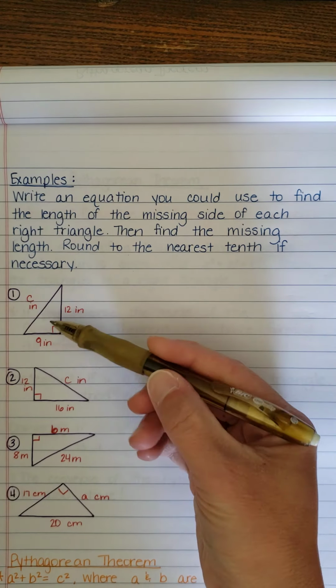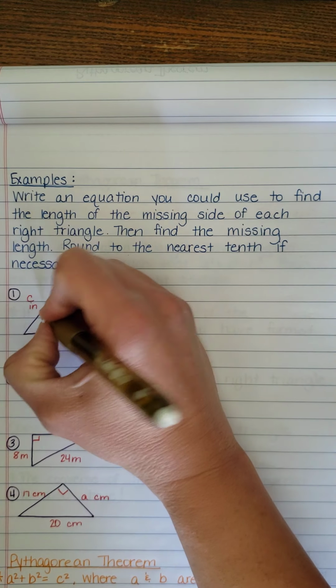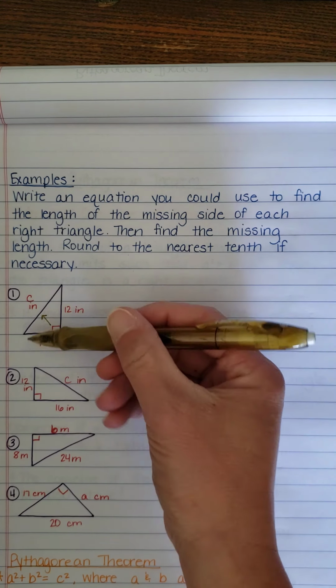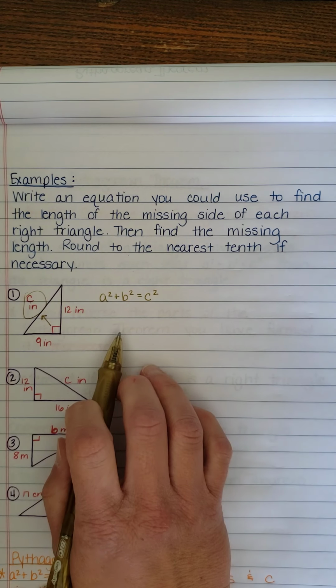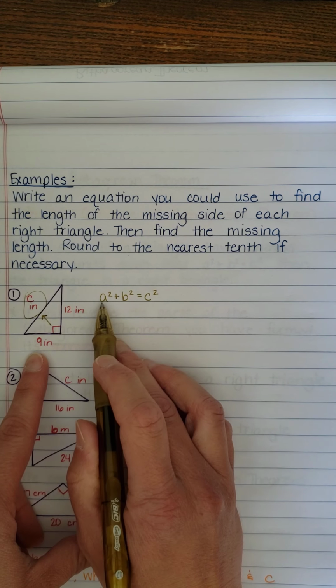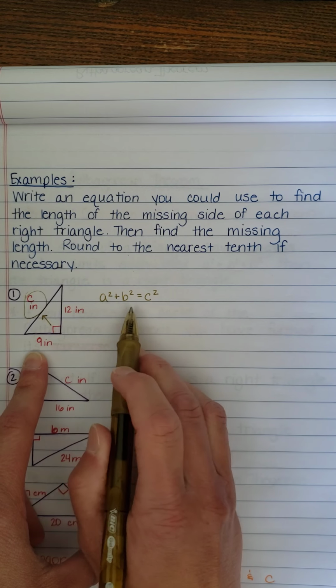All right, so we have a right triangle. We see that this side is a leg, this side is a leg, and then this side is considered my hypotenuse because it's across from the right angle. We can see that that's side c, and we know that c represents the hypotenuse. So in example 1, the Pythagorean theorem is a squared plus b squared equals c squared. Now we're going to fill in these letters with what we know is representing them. It doesn't matter if you use 9 or 12 for a or b, okay?